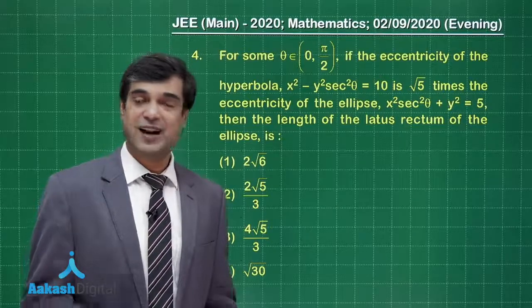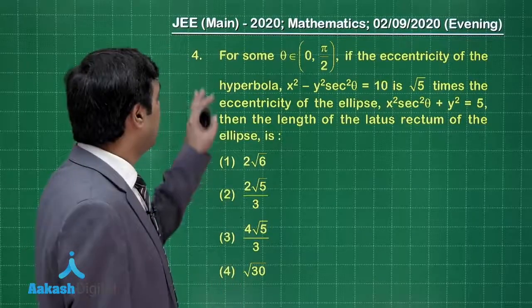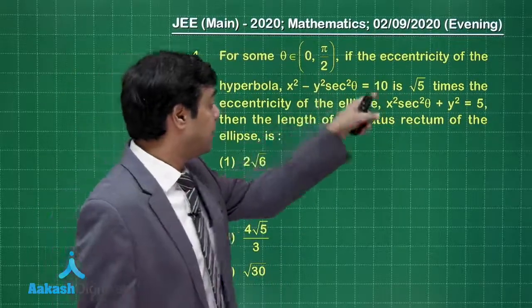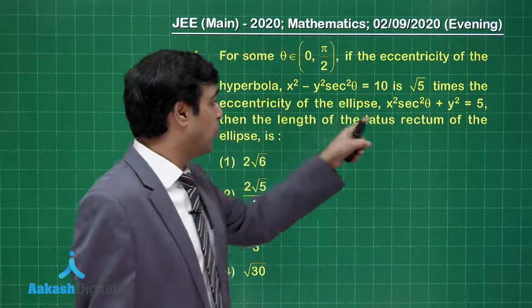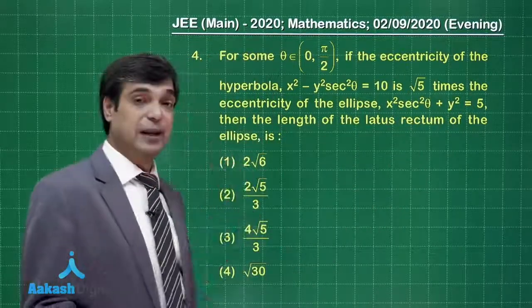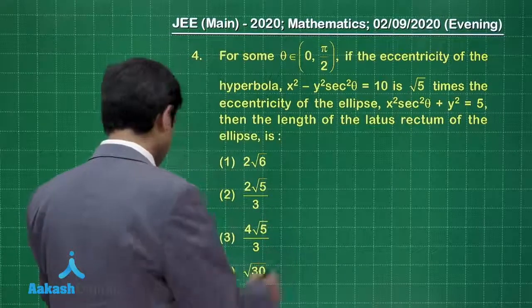So moving forward, let's consider question number 4. For some theta, if the eccentricity of the given hyperbola is root 5 times the eccentricity of the given ellipse, then the length of latus rectum of the ellipse is. Let's try to understand what the question is talking about.